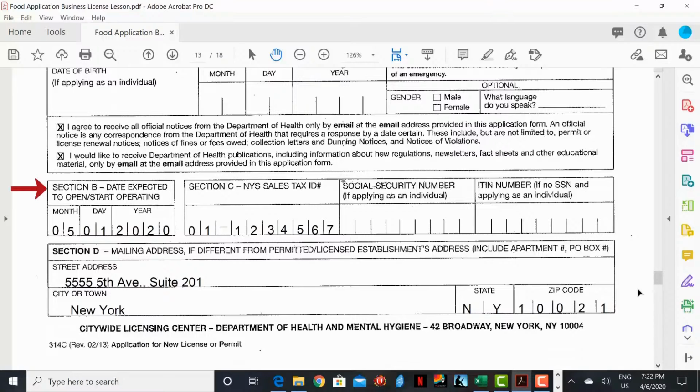Section B is where you will enter the date you expect to start doing business. In this case, it will be 5/1/2020. Section C is where you will enter your New York State sales tax ID, which in this case is 01-1234567. The Social Security number and ITIN number boxes you can leave blank. Section D is the mailing address for the business, which in this case will be 5555 Fifth Avenue, Suite 201, New York, New York 10021.